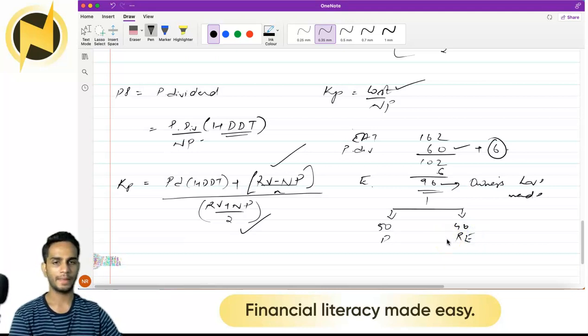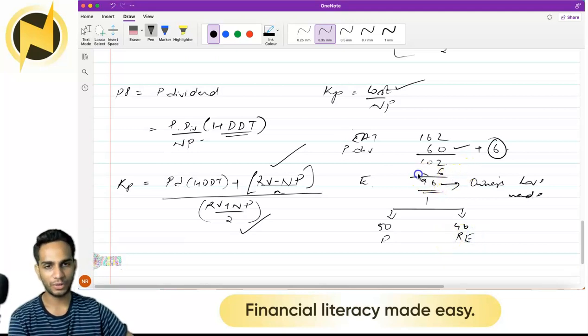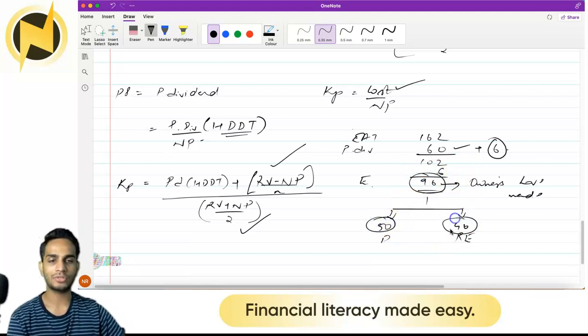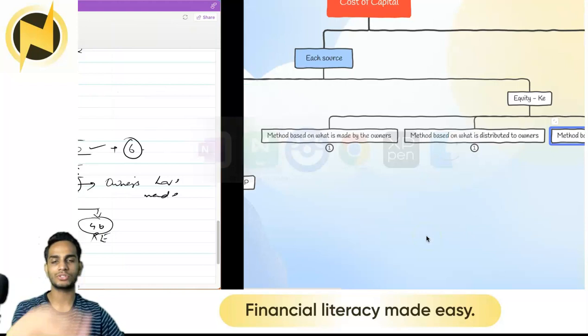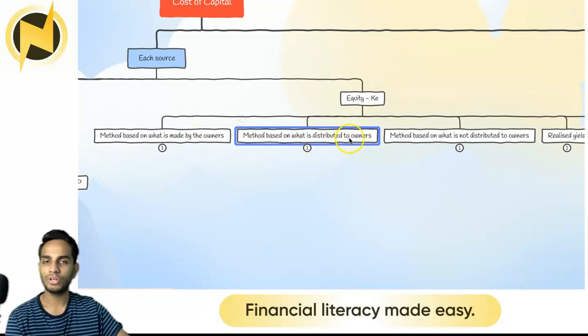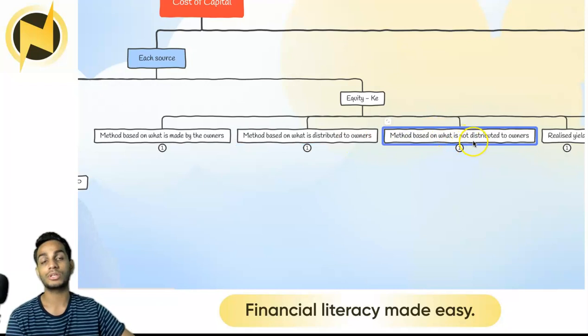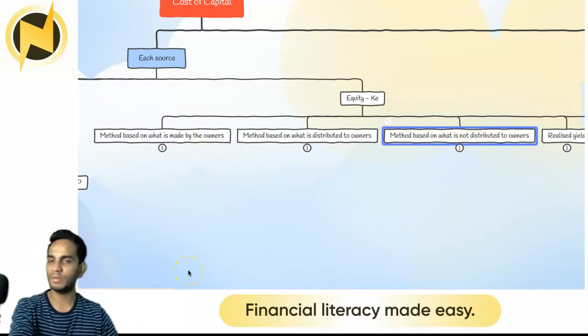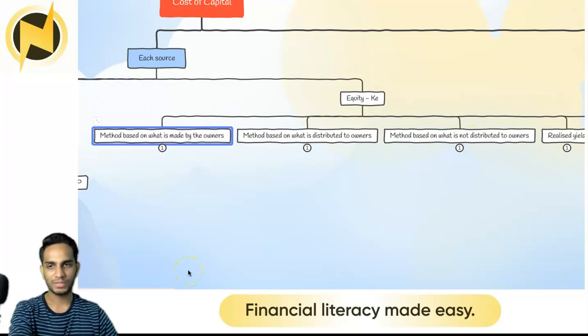Possible, right? Now we'll be finding the cost of equity based on 96, based on 50, and based on 46. Based on what is made by the owners, what the company made, 96. Based on what is distributed to the owners, what the dividend was paid, 50. Based on what is not distributed, our retained earnings, 46. So on these three bases we'll be finding. First, what is made by owners, this method is called the earning price method.